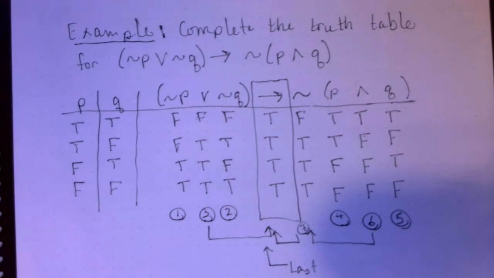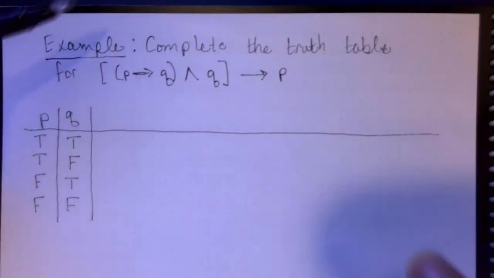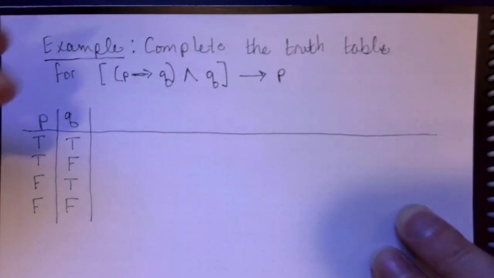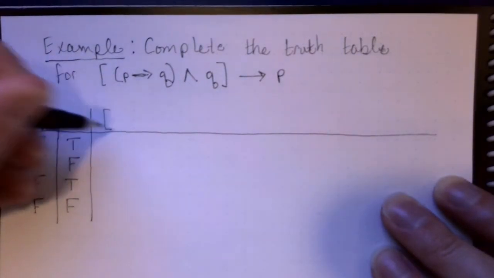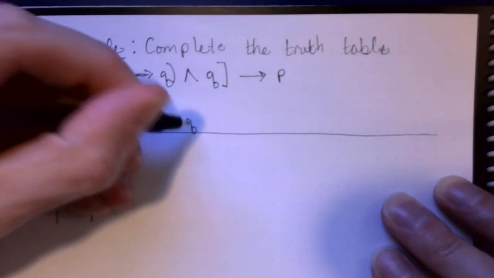How about we try one more example of a truth table involving a conditional. Let's work on this one. Complete the truth table for P implies Q and Q implies P. Once again, I'm going to write that whole thing out, and give myself a little padding here.